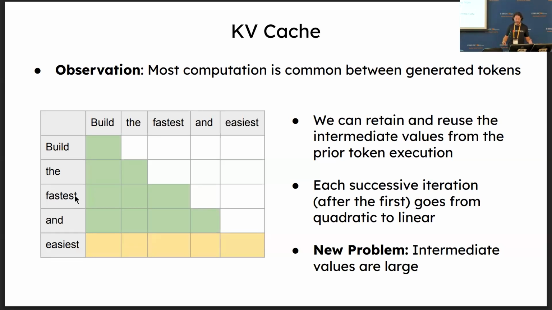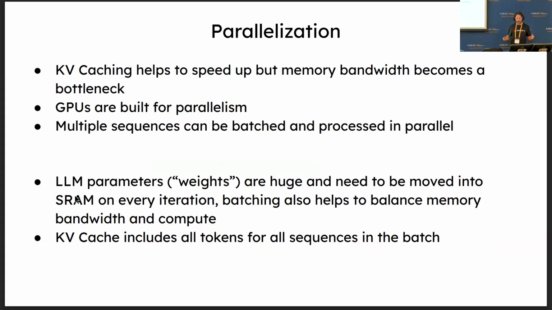The problem with this, though, a new problem, is that these intermediate values that are computed are very large, and so that's the next thing we have to contend with. So KV caching accelerates how fast you can generate each next token, but there's still a bottleneck because you have to copy all of the model weights to the GPU compute for every token you generate, and the models are very large, billions of parameters, which can be tens of gigabytes that have to be transferred to the GPU memory for every token.